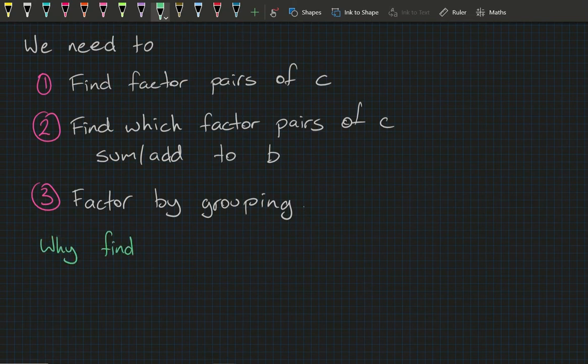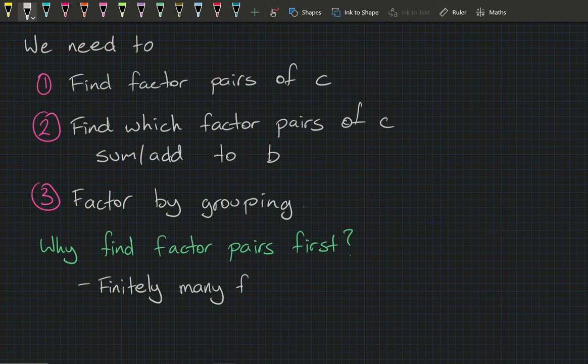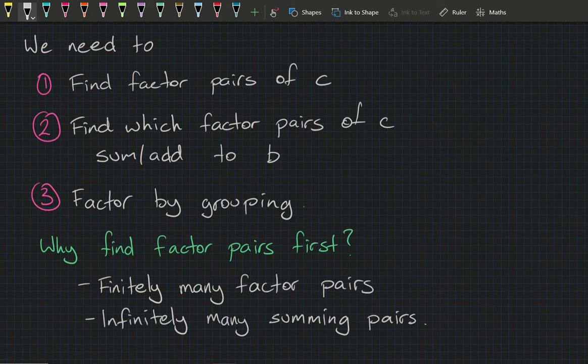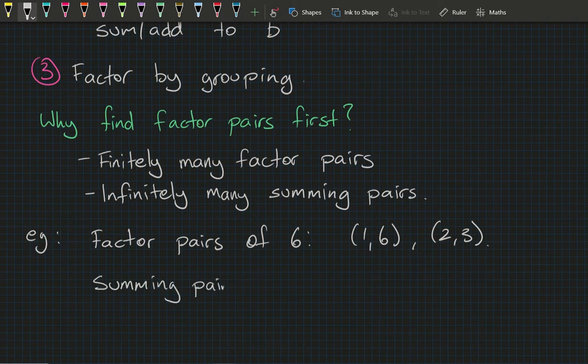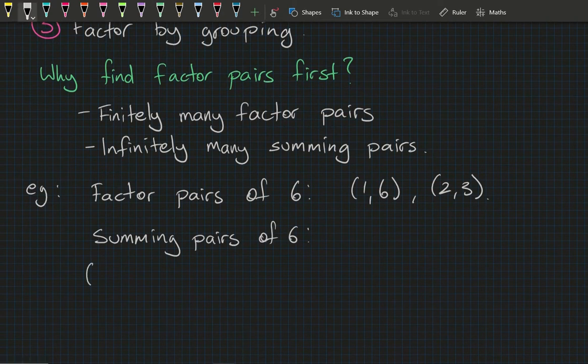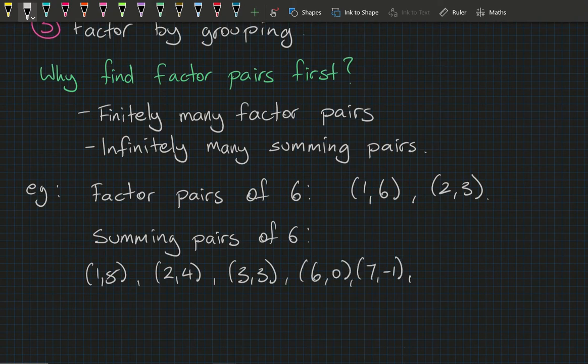So why find the factor pairs first? Well, that's because there are finitely many factor pairs, but infinitely many summing pairs. For example, factor pairs of 6 are 1 and 6, or 2 and 3, and summing pairs of 6 are 1 and 5, 2 and 4, 3 and 3, or 6 and 0, 7 and minus 1, 8 and minus 2, and on and on and on. And there's no reason why I chose 6. This is true for any whole number.